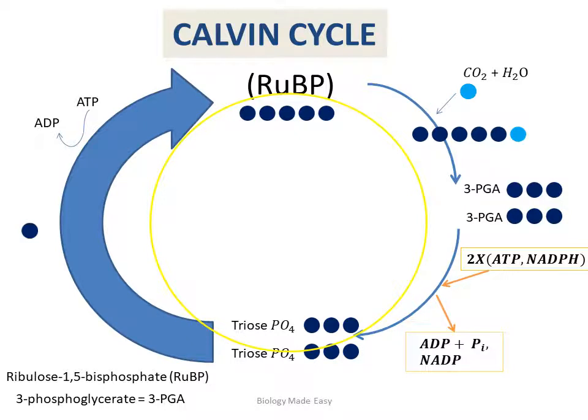A second rerun of the cycle fixes another molecule of carbon, and after 6 such reruns, glucose is synthesized, which is a 6-carbon molecule, and is removed for further processing.